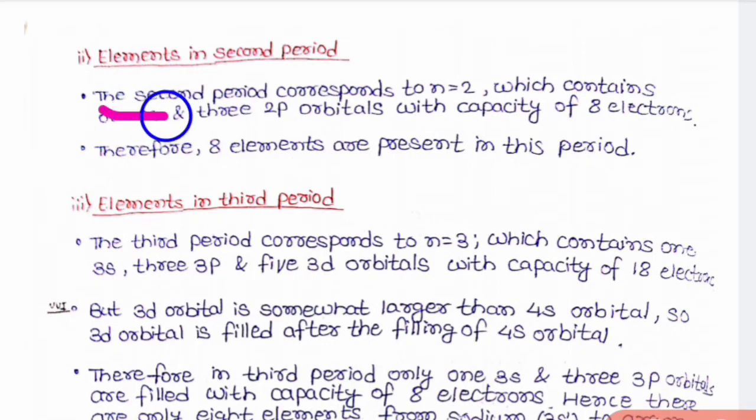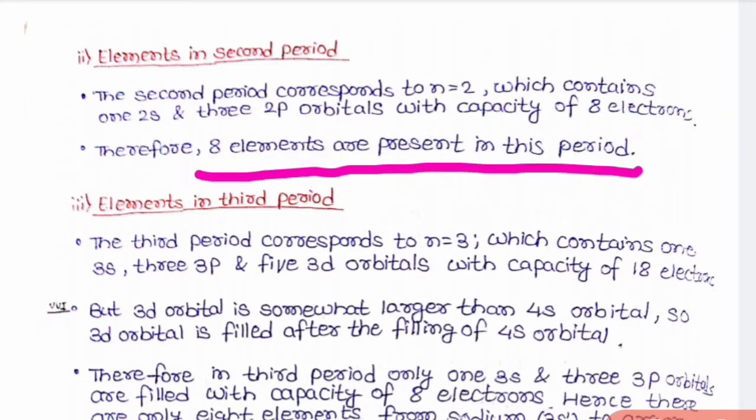Now let us come to elements in the second period. In the second period, the principal quantum number n equals 2, and it contains one 2s orbital and three 2p orbitals. So the maximum capacity is 8 electrons. Therefore 8 elements are present in the period.